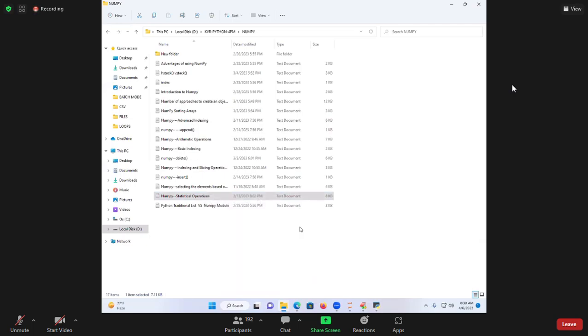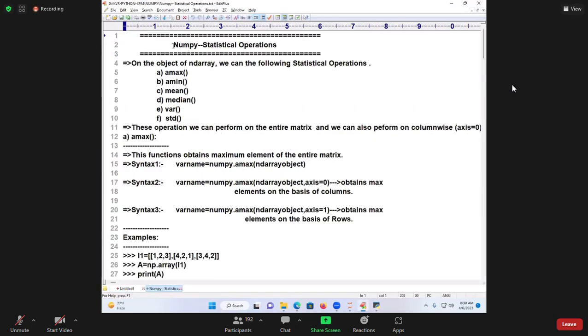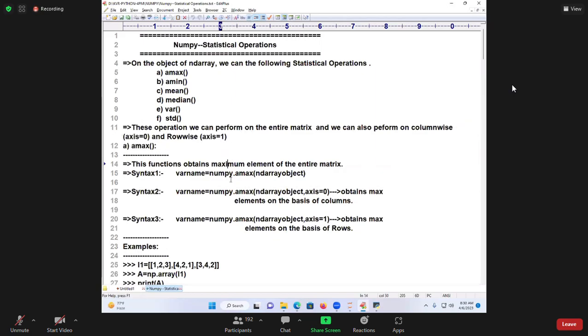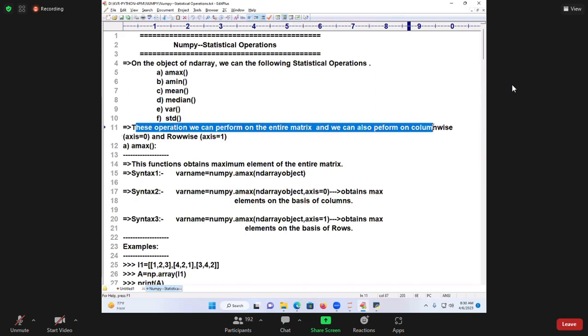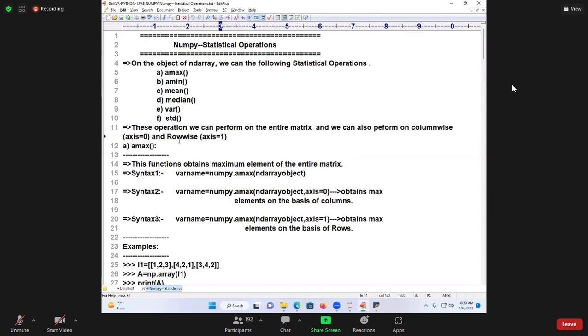Prashant, it is there, ma'am, it is there. All the calculations are there. Statistical operations: these functions are present in the NumPy module. The operations which we can perform on the entire matrix, we can also perform on what? Column wise as well as row wise. Column wise means what? Axis 0. Row wise means what? Axis 1.